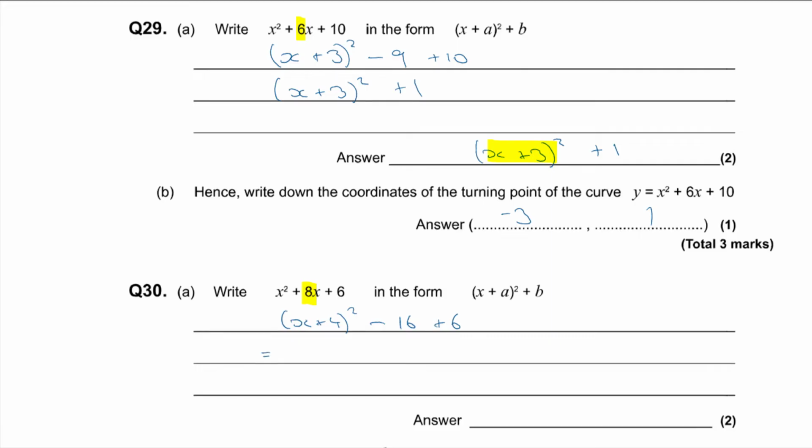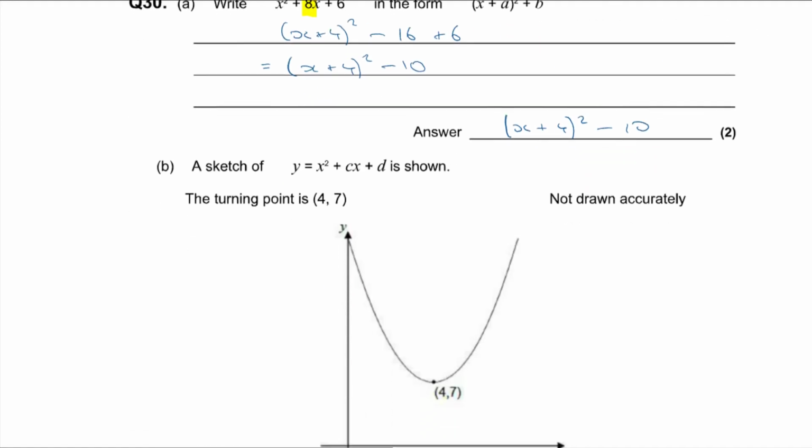And then tidying that up, x plus 4 all squared, minus 16 plus 6 is minus 10. So that's my completed square form: x plus 4 all squared minus 10.